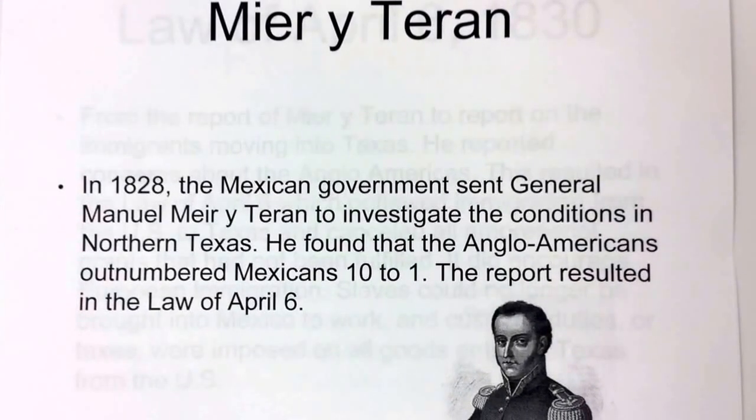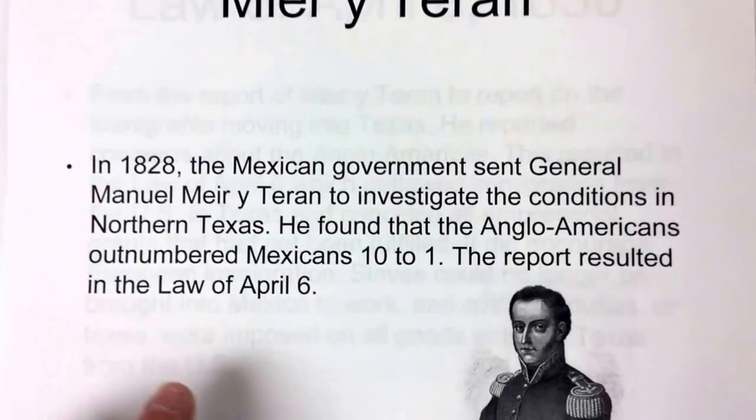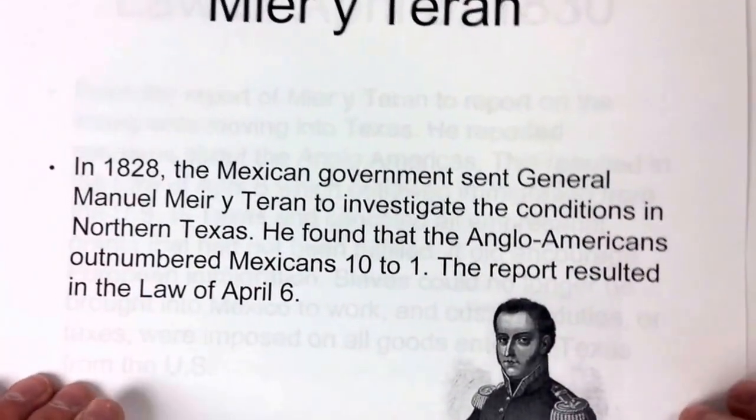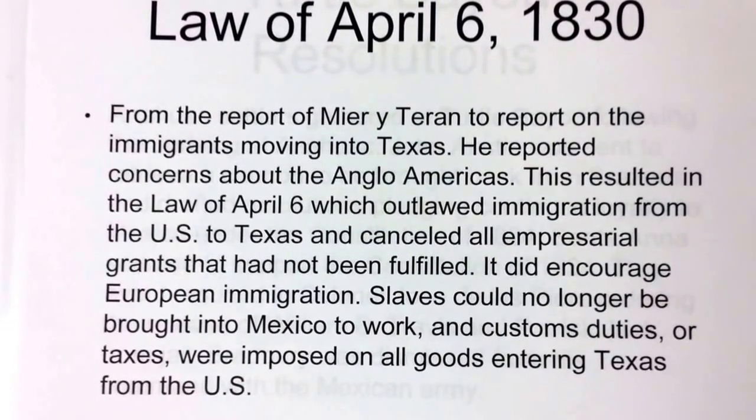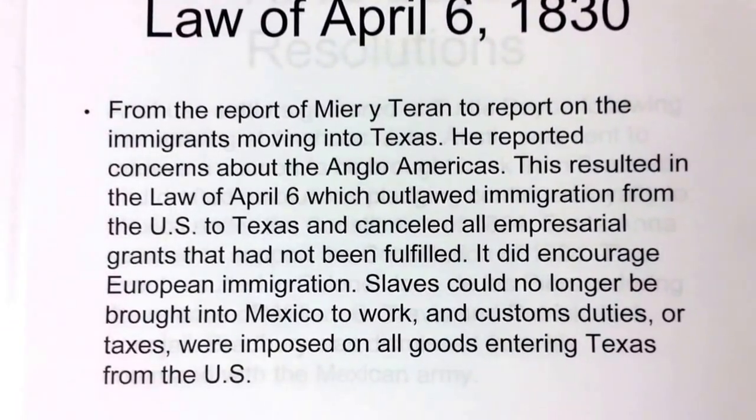The next one is the Mier y Terán investigation. In 1828, the Mexican government sent General Manuel Mier y Terán to investigate conditions in northern Texas. He found that the Anglo-Americans outnumbered Mexicans 10-1. So the Anglos, the white settlers coming in from America, are outnumbering the Mexican settlers that are already in Texas 10-1. So it's showing that they're losing power, losing control. And what his report does is it results in this law of April 6 that we're going to talk about now.